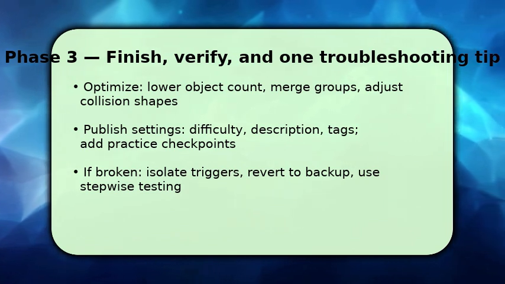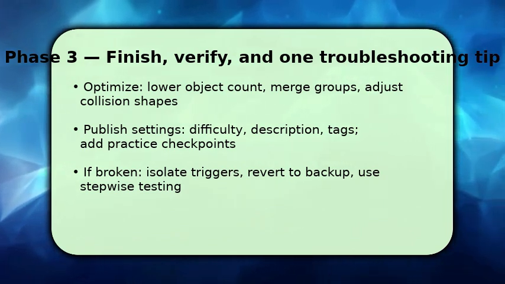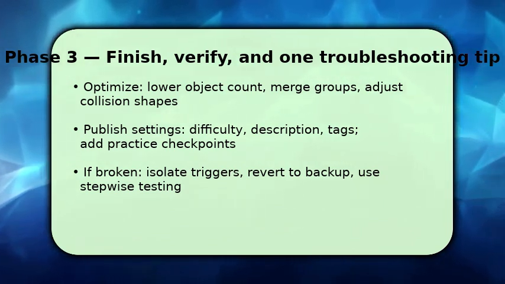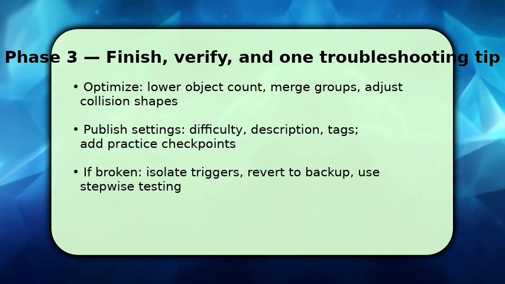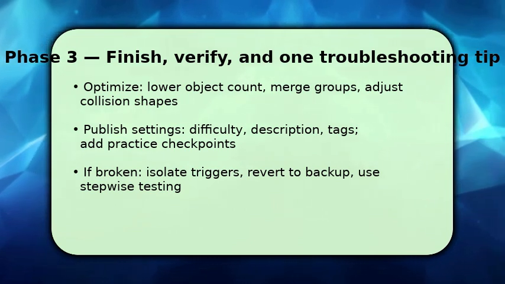If something breaks, isolate the failing trigger or group, revert to a recent backup if needed, and use stepwise testing. Re-enable elements one by one, so you find the bug quickly and fix it without rebuilding everything.